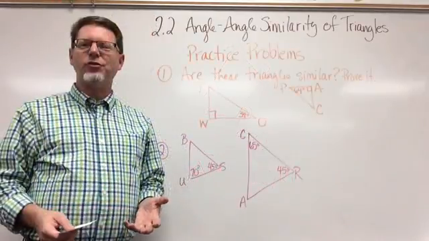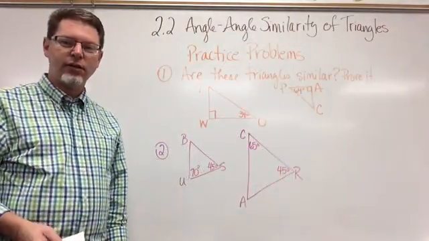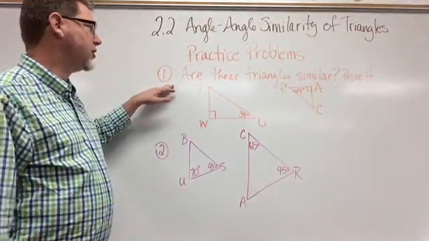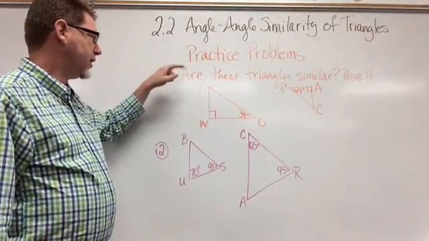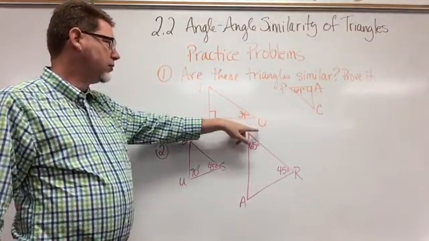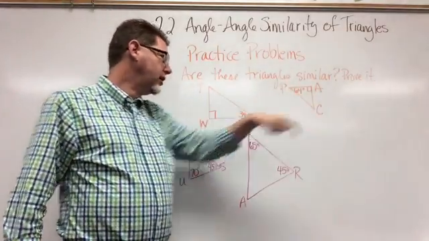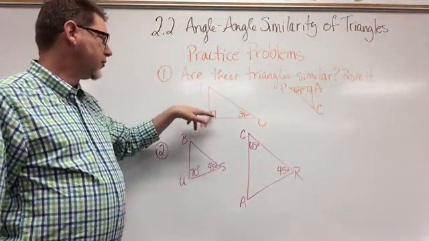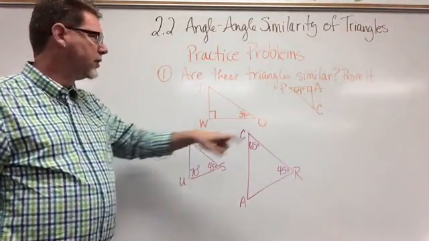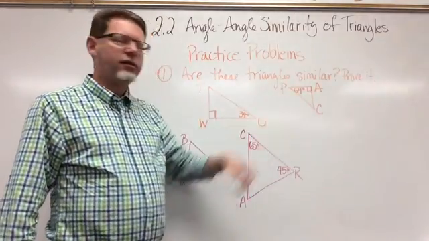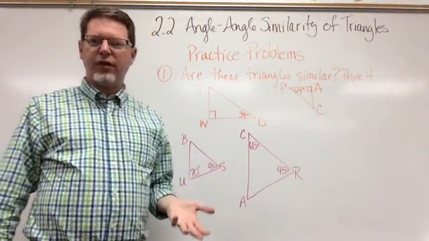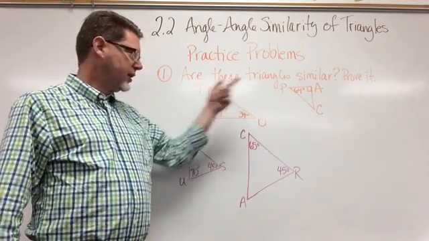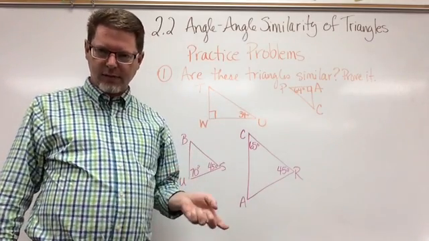And now here are your two practice problems for today's video. The first one says, are these triangles similar? Prove it. I have triangle TWO and triangle PAC. Triangle TWO has a right angle and a 34-degree angle. Triangle PAC has a right angle and a 64-degree angle. So you have to figure out by finding the different angle measures if they are similar.